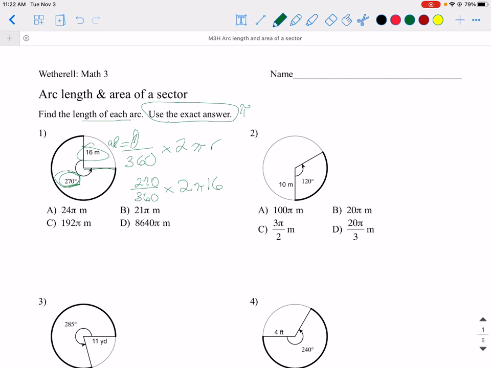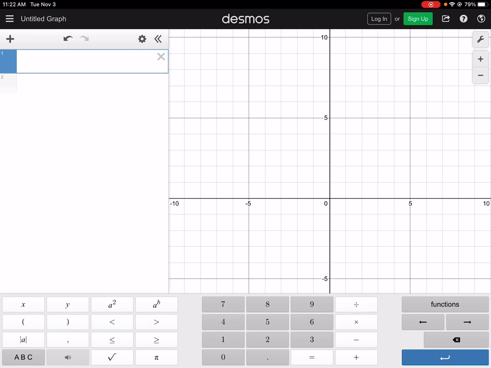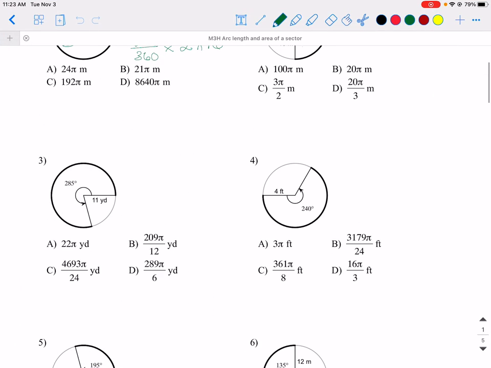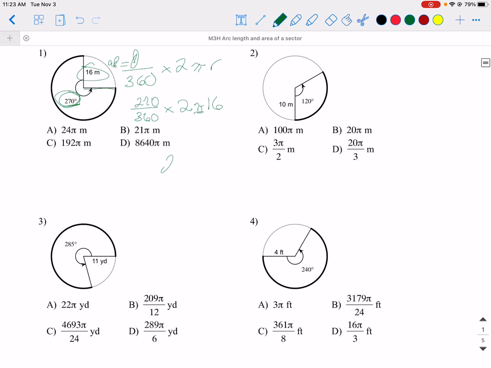Going to my Desmos calculator, I'm going to take 270 divided by 360, and I'm going to multiply that by 2 times my radius, which was 16. So I get 24. Looking at the answer choices, remember I have pi still, so I get 24 pi, because I'm using the exact pi, not the value, and meters. So you would see your answer would be A. One more of these. Let's do number 2.